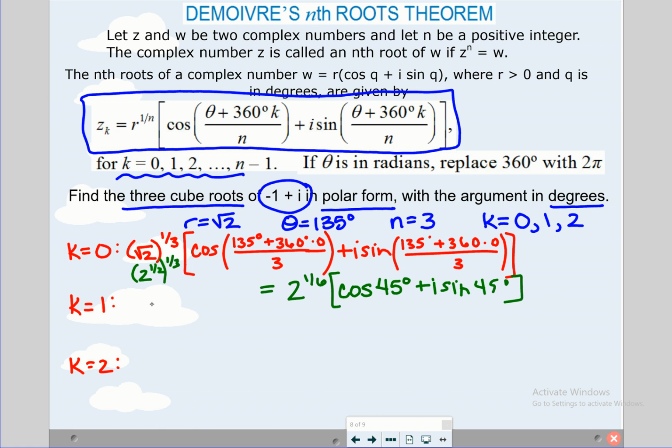Now, the only thing that's going to change for the remaining problems is the angle, right? k doesn't show up here, k shows up right there. So for the rest of them, you're going to have 2 to the 1/6 out front, and you just have to figure out, if I change that 0 to a 1, what does my angle look like? Well, 360 times 1 would be 360, plus 135 would be 495, divided by 3. What's 495 divided by 3? I think it's 165. Is that right? Okay, there's your second answer.